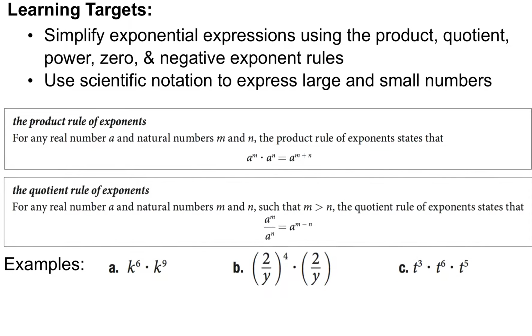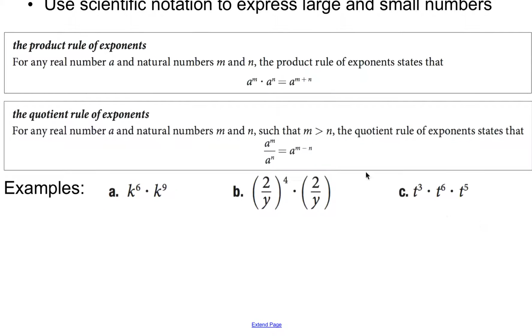So I think most of you are probably familiar with this. I just thought I would review that quickly. And then here are a couple of example problems. If we have k to the 6th times k to the 9th, we can use that product rule, and that just says we add the exponents to give us k to the 15th.